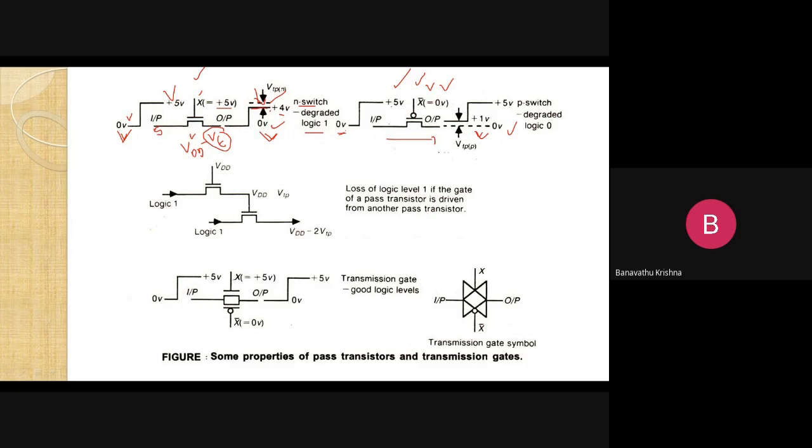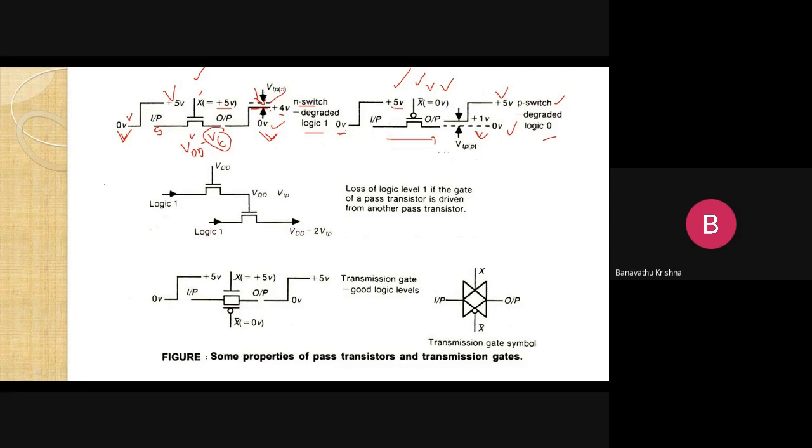Then we apply an input level of 5 volts, and we get the output response at the other point, which is 5 volts. So the PMOS pass transistor degrades at logic 0. It is strong at 5 volts and weak at 0. Here the NMOS pass transistor is strong at 0 and weak at 5 volts. PMOS is strong at 5 volts and weak at 0 volts, right?